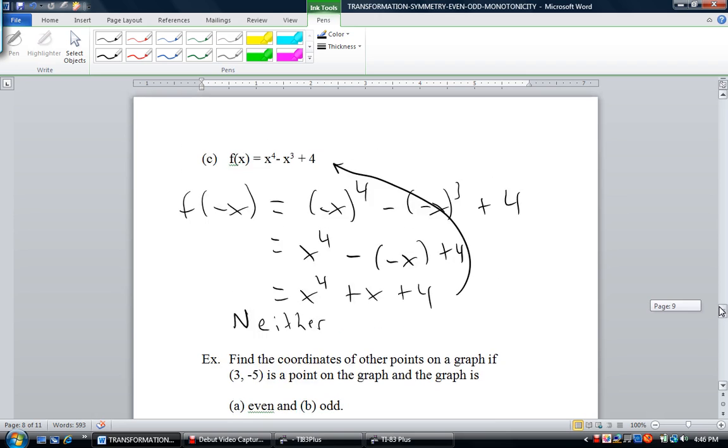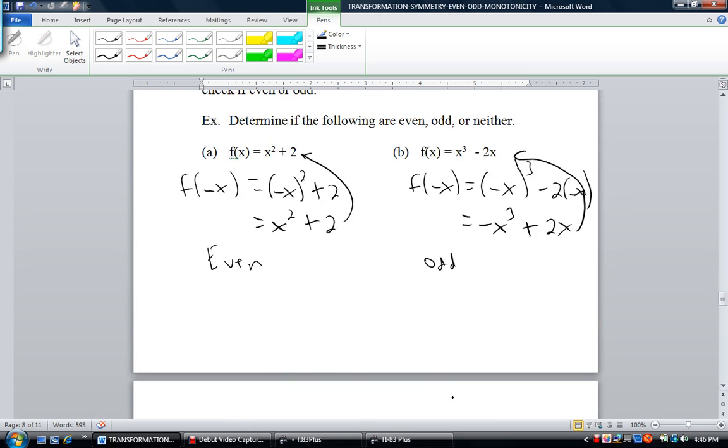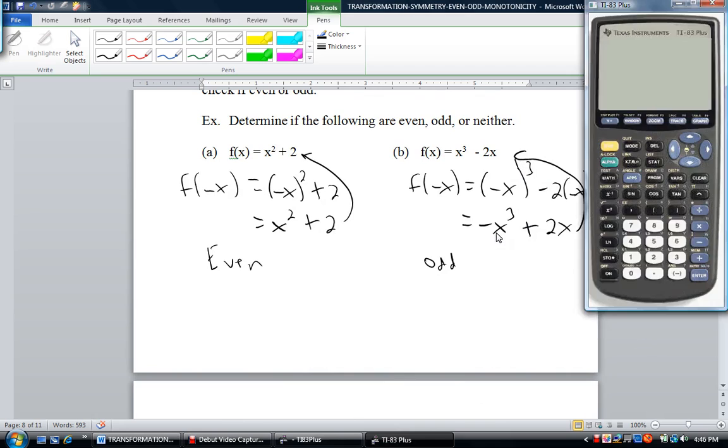And before I do that example, I want to show you something with the calculator. It doesn't always work as well as it could because of the restrictions on the domain of the calculator, but it can be really good. Watch this. I'm going to define x, I'm going to graph x squared plus 2.